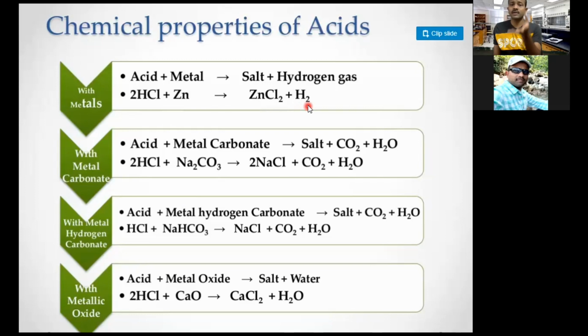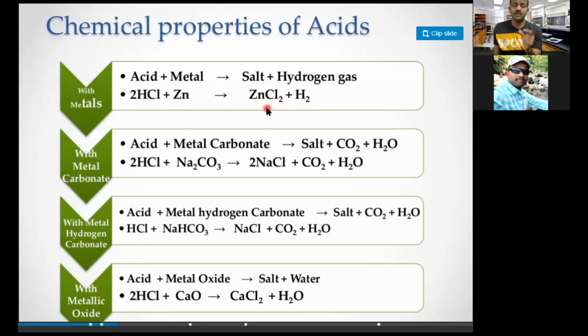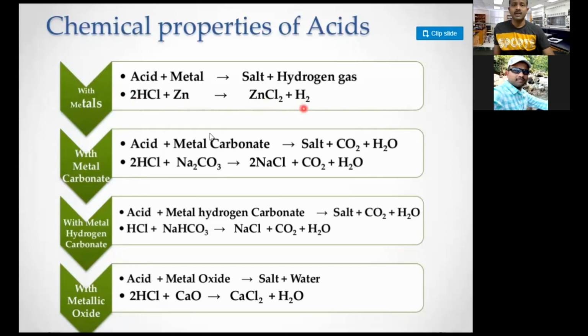Some fumes will come out from that. Okay, during that reaction, what will form? It will give only hydrogen gas and it forms salt. What is that salt we got here? Zinc chloride. When you add HCl to the zinc, what are we getting? Here we are getting zinc chloride, ZnCl2, and it releases hydrogen gas.